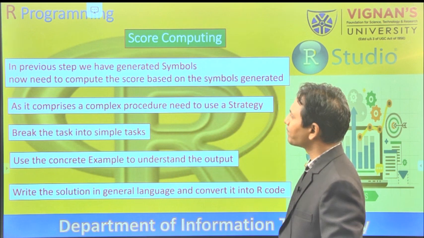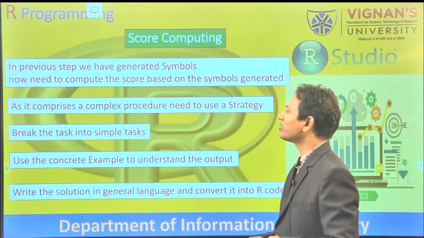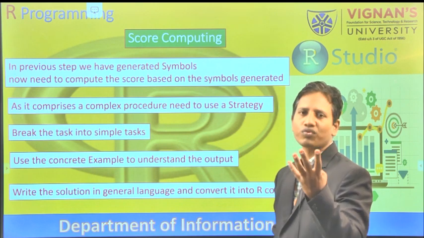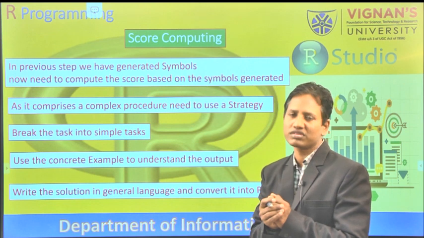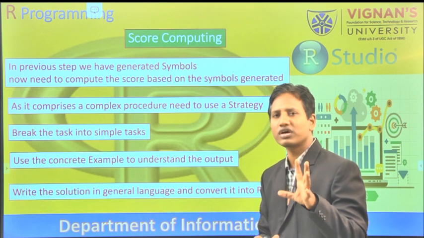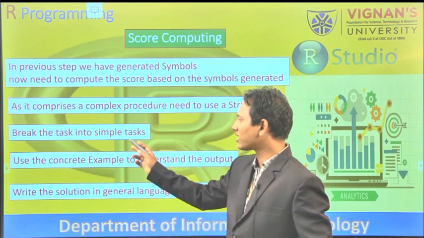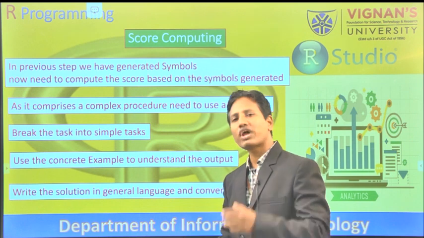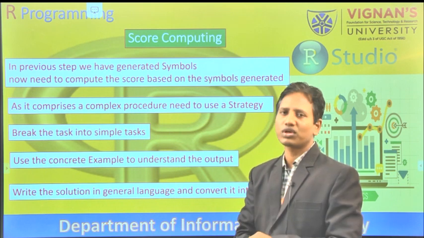So the score computing. In previous step we have generated symbols, now need to compute the score based on the symbols. So as I told you, we have 4 steps to identify or need to consider while computing this amount. So it's going to be a complex task. So definitely we have to use the programming strategy. That programming strategy is break the task into simple tasks and use a concrete example, and finally you write the solution in English words so that you can understand it thoroughly.